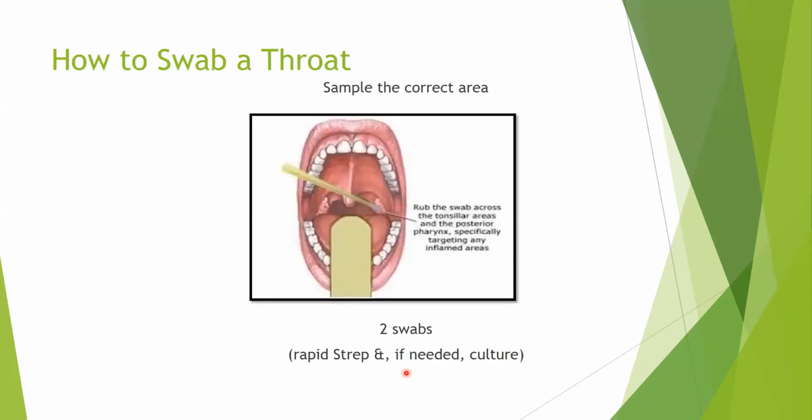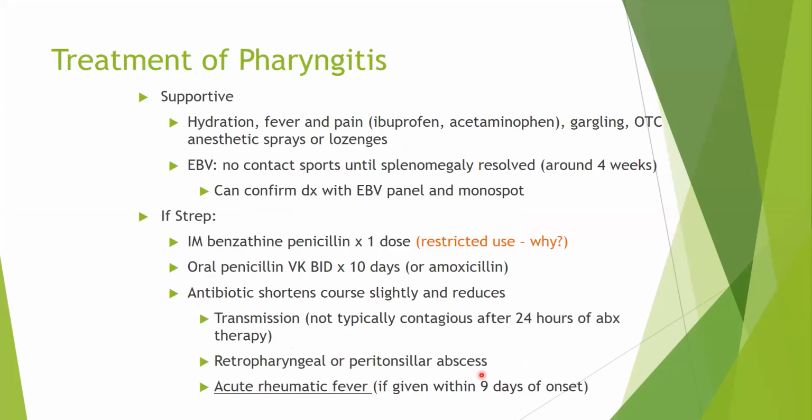So how do we get this culture? Basically, we use the tongue depressor, and we are going to put it right in the back of that tonsil. We want to swab it, 2 swabs. One swab is for the rapid and the other is used for the culture. So treatment for pharyngitis, we need supportive treatment.